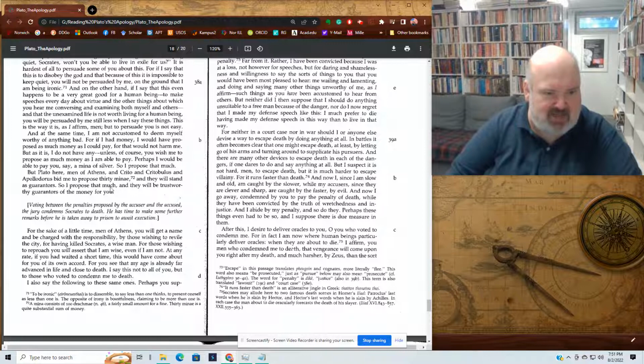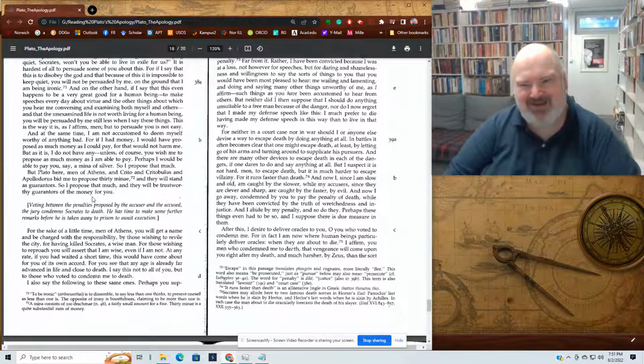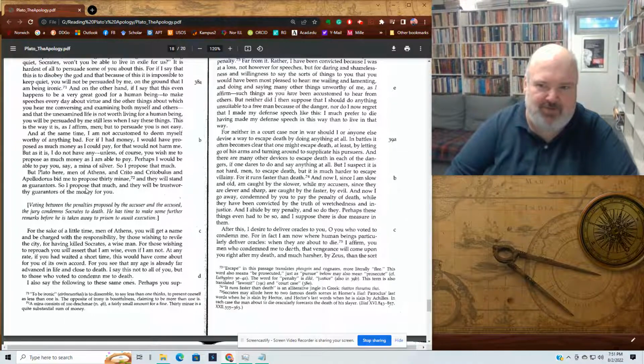So I propose that much, and they will be trustworthy guardians of the money. So therefore, he's proposing this at the end. Now, if he had done that at first, he might have been found guilty and punished enough. But this is how it ends.